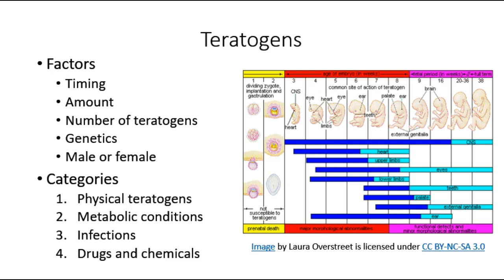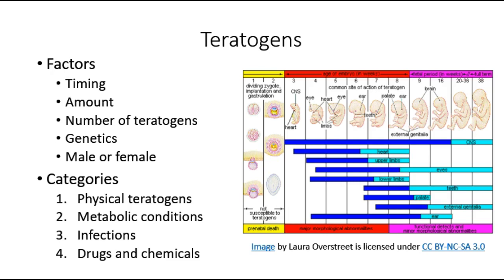There are some things to be aware of that affect prenatal development, and one of those are teratogens. Teratogens are important because these are things that, in general, we can control exposure to. So it's important to be aware. One of the things to be aware of is that timing is important.